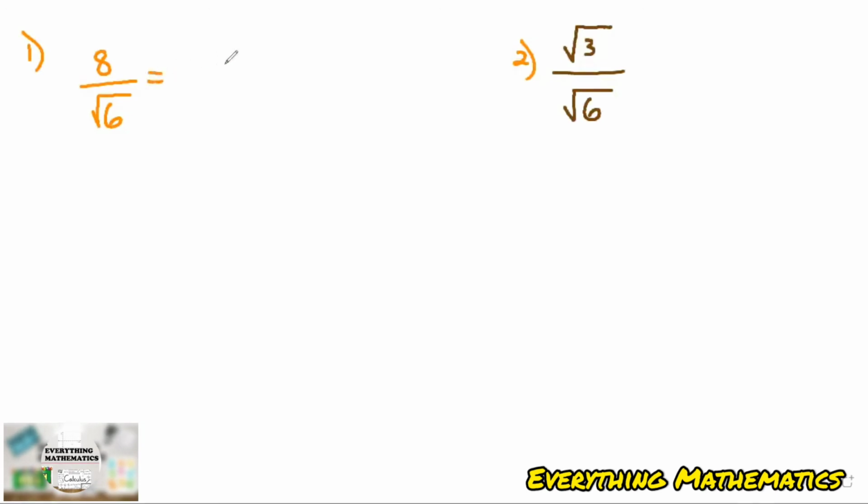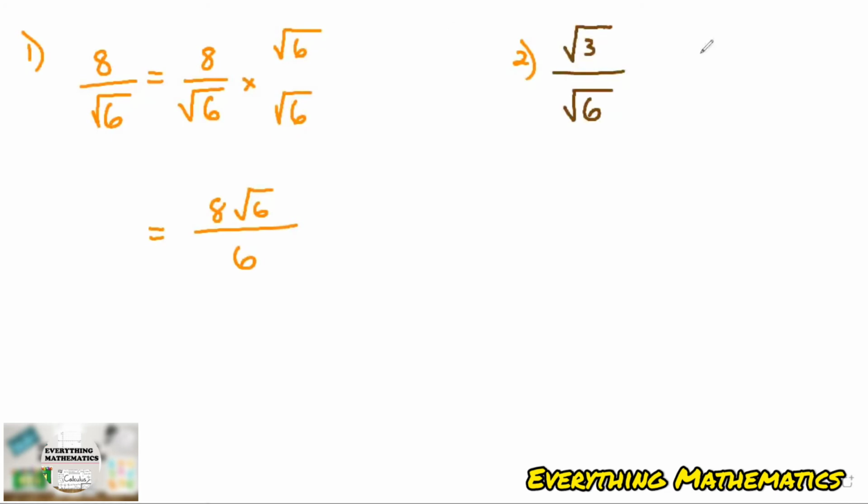So for this first one here, we will have, of course, 8 over root 6, and we are multiplying that by root 6 at the bottom, root 6 at the top. So this will leave us with an answer of 8 root 6 all divided by 6. That's it. That's the answer here.